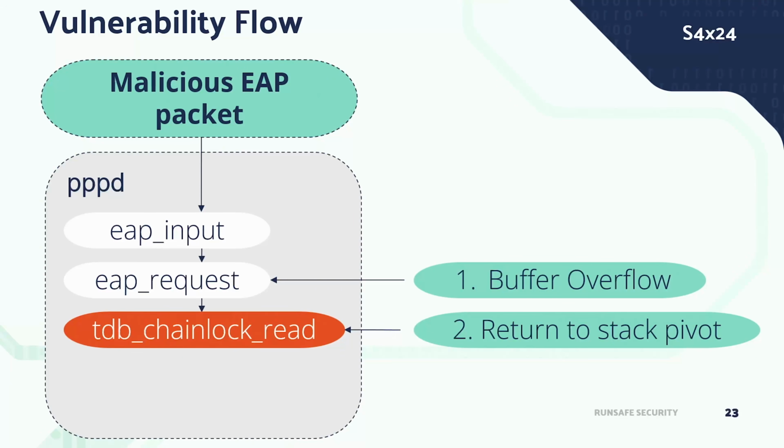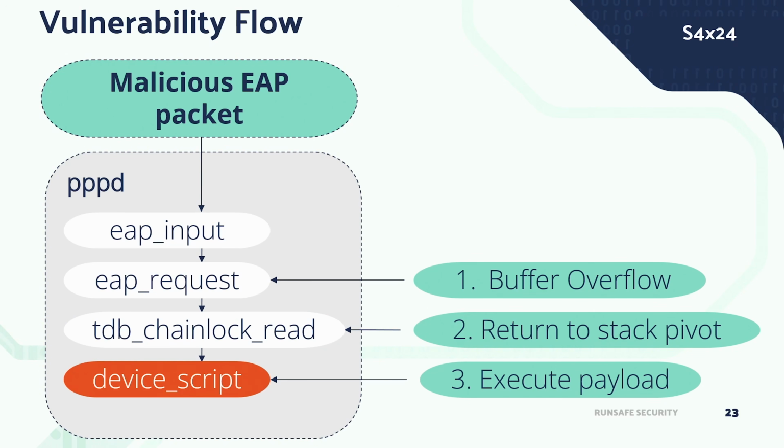So then, as an exploit, we're going to pivot from our overflow over to a ROP gadget in TDB chainlock read, which sets up the stack, sets up a few registers, and then returns to this device script function. And that's where we're going to execute our payload on the device. And at that point, the adversary has control of the device. For the one device that we did actually prove this out end-to-end with, everything was running as root. So that's not great. Please don't do that. We have user devices in Linux for a reason. Let's use those user accounts.